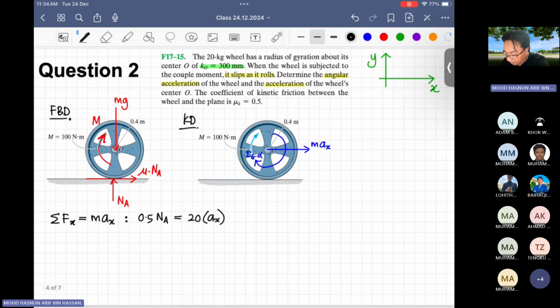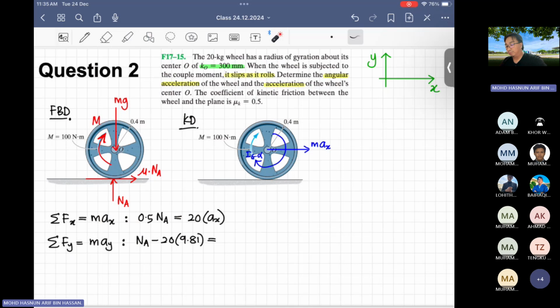So let's go to the second equation. Sum of Fy is equal to m ay. We look here, we have Na positive and we have mg negative. So Na minus mg, which is 20 times 9.81, is equal to, looking at the kinetic diagram, we don't have anything in the y-axis, which means that this is equal to 0. So from here, we get the value of Na, which is equal to 196.2 Newton.